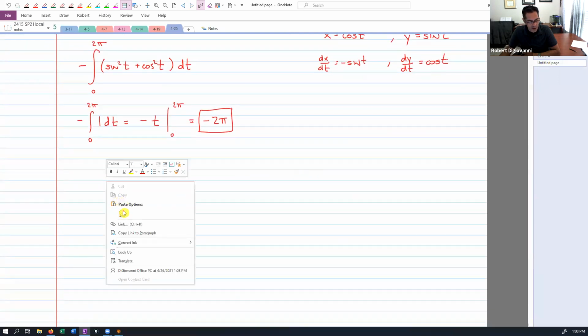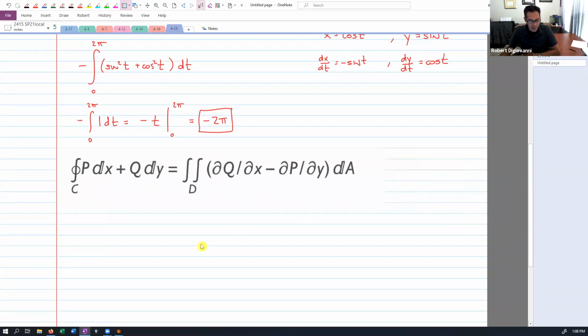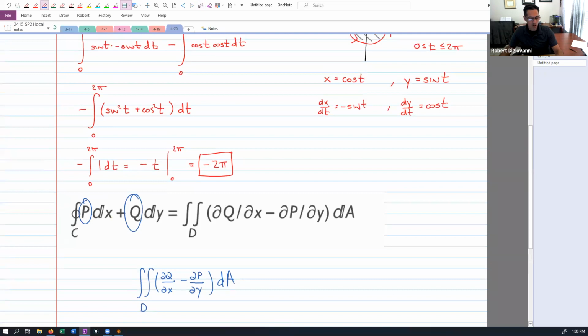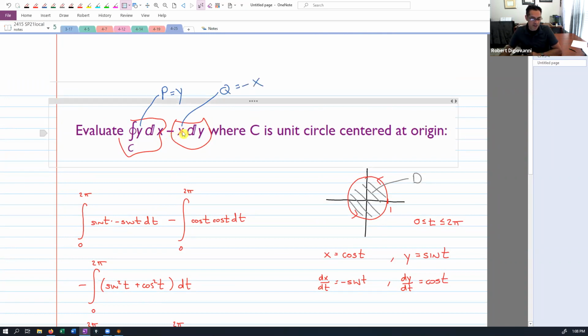that we can do this by calculating the double integral over D of the partial of Q with respect to X minus partial of P with respect to Y dA. Now, P and Q here are the two scalar functions that were up in our original integral. So here, this y would be P, and Q would be x. Sorry, negative x. Be careful, because that minus sign here has to carry with the x. So that's your P, and that's your Q.